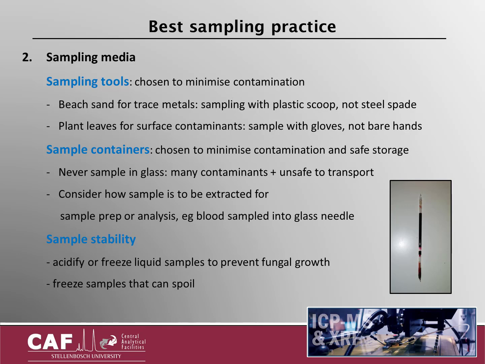When choosing your sample container, you also have to consider how the sample is going to be extracted for sample preparation and analysis. For instance, you might sample a blood sample of some animal into a glass needle, but to get the blood out of the glass needle is not so easy. An alternative would be to rather store it in small 1.5 ml epi tubes, as it's easy to pipette it for further processing. You also have to consider sample stability.